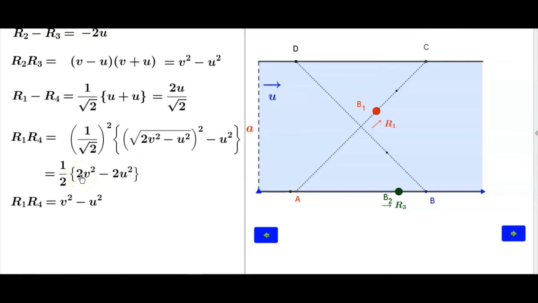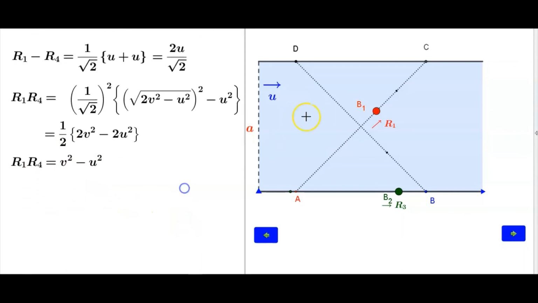2 is a common factor. This 2 and this 2 cancel. Therefore, R1 R4 is equal to V squared minus U squared.